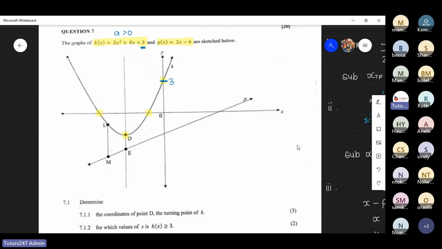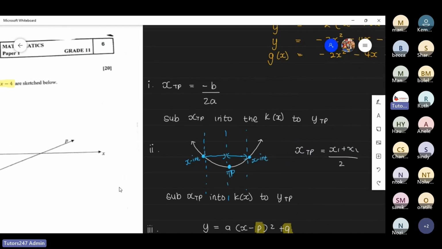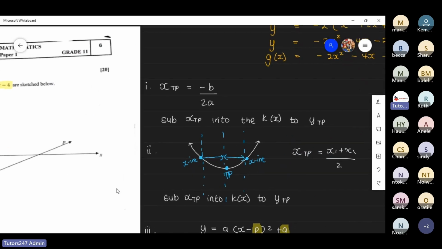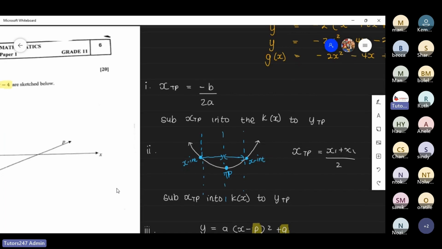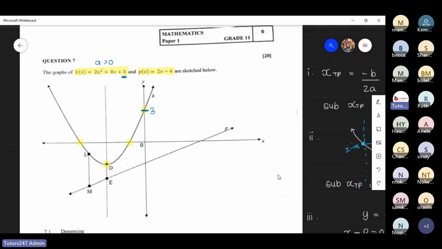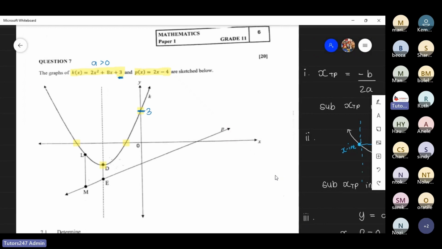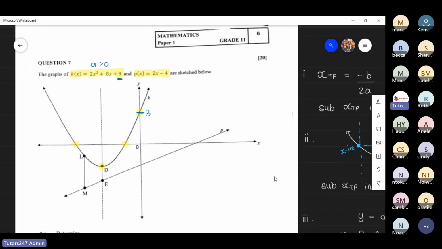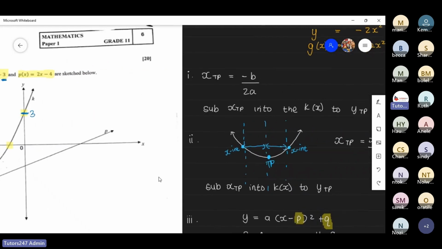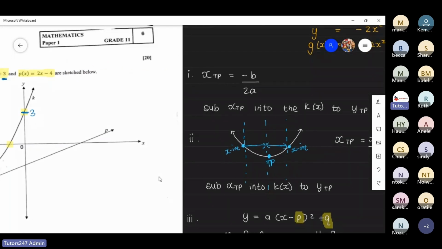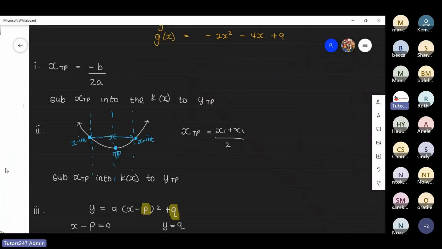Now, if we look at our first method, all we need to do is take our formula, substitute b, substitute a, then take that x value that's obtained and substitute it into k in order to get the y value. And if we look at our question, we have the value of a, which is 2. We have the value of b, which is 8. So we have everything that we need to use method 1. So that is the method that we are going to use. So let's have a look at that.